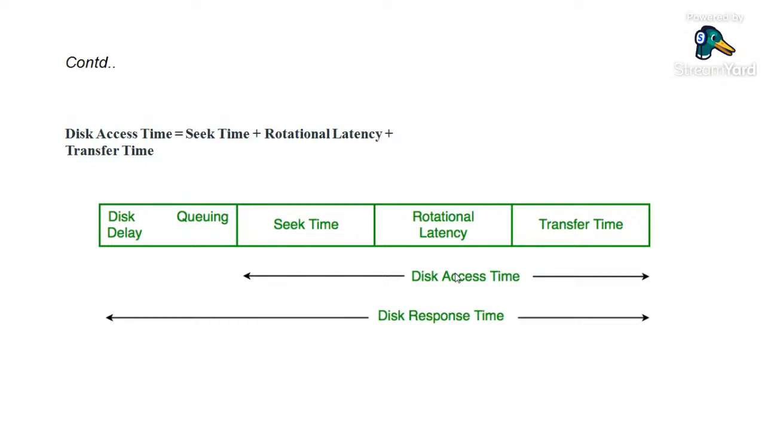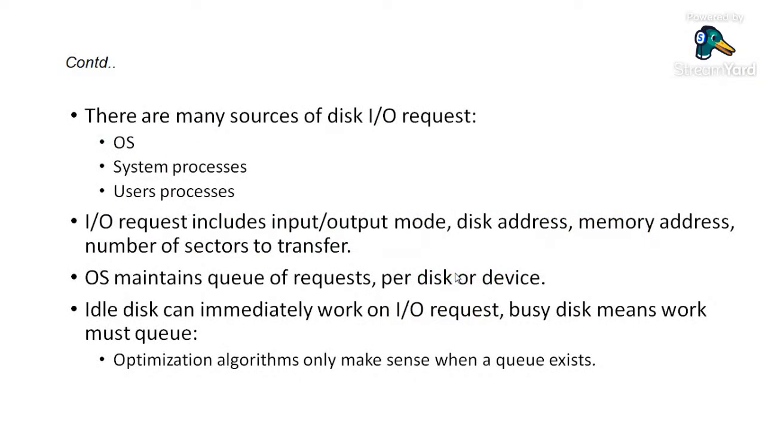And what is the disk response time? It is the total of disk delay plus queuing, meaning all the programs which are in the queue, plus the seek time plus rotational latency, and finally the transfer time. So these two are very important points we need to consider while going for the disk scheduling algorithm, that is the disk's access time and the disk's response time. There are many sources of the disk's input output requests.